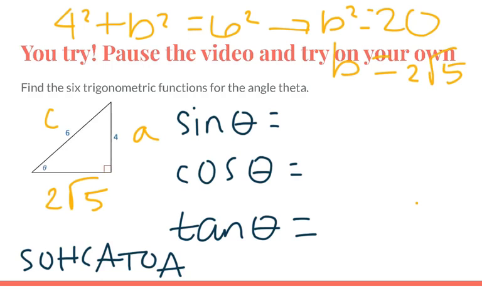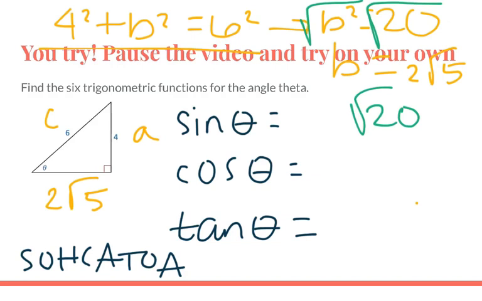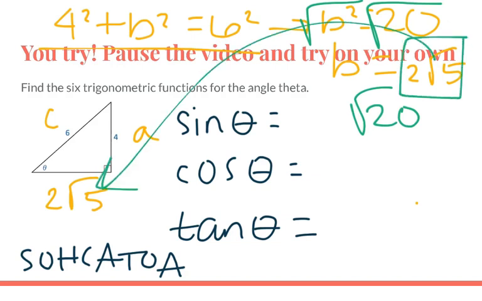So step 1 was finding B of the right triangle. Up at the top, I did my work for the Pythagorean theorem, and I got that B squared equals 20. So when you take the square root of both sides, you get B equals the square root of 20. Make sure you're breaking down square root 20 as much as you can, and I got that that's 2 square root 5. So now I know that 2 square root 5 was my missing side over here.